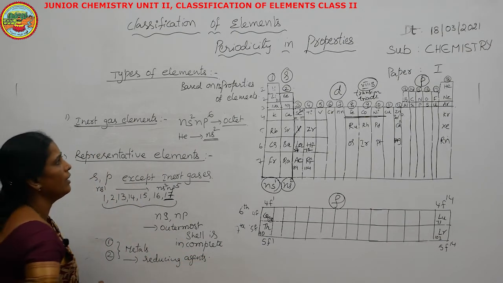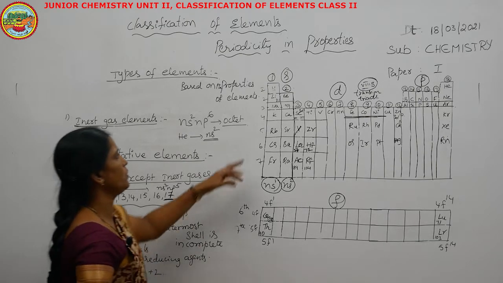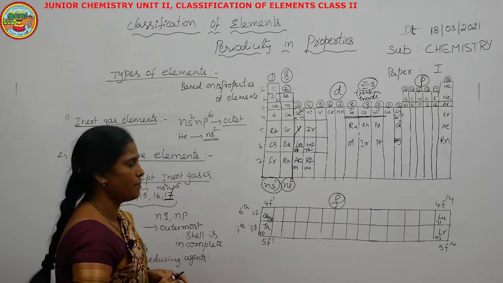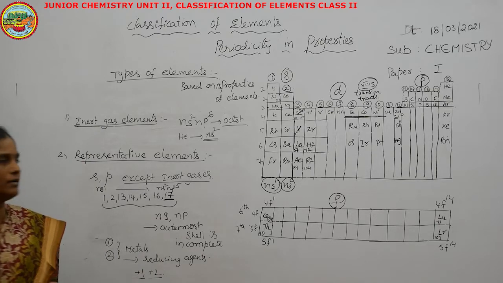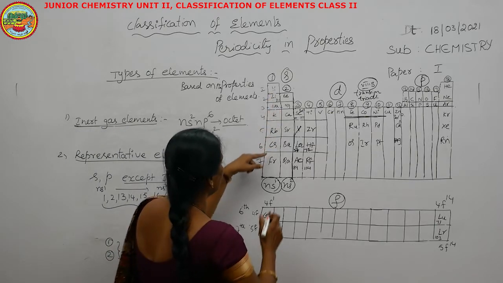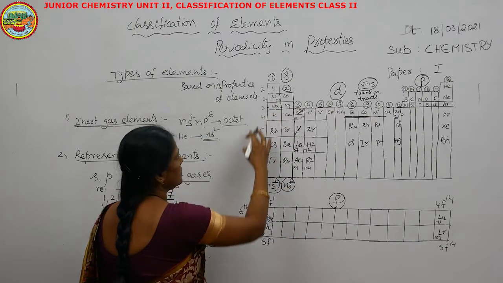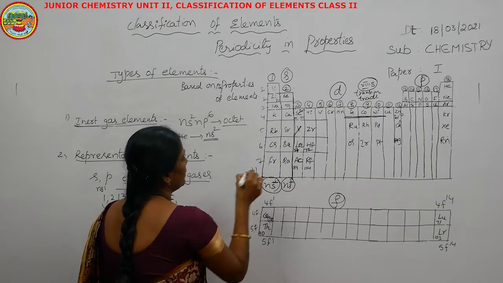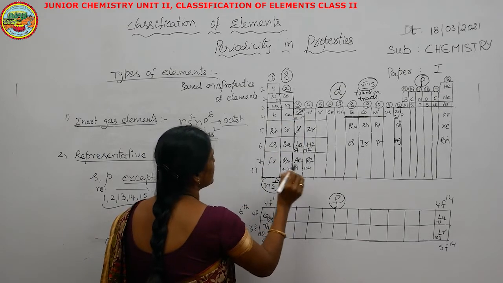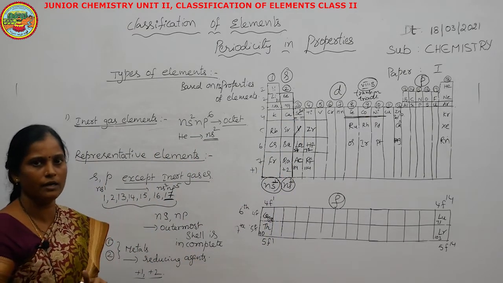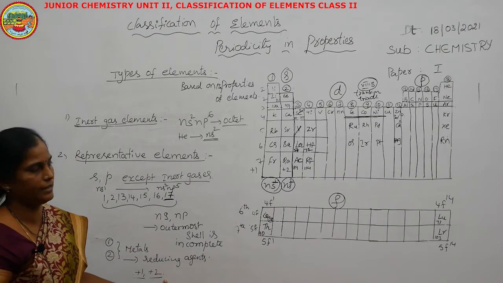Reducing agents. They exhibit the oxidation state +1, +2. The first group elements exhibit oxidation state +1 and the second group exhibits +2 because they all possess one electron in the outermost shell and these elements possess two electrons. These are all metals. That's why they have the tendency to lose that one electron, and these elements have the tendency to lose two electrons to get the stability. So they exhibit +1, +2 oxidation states.